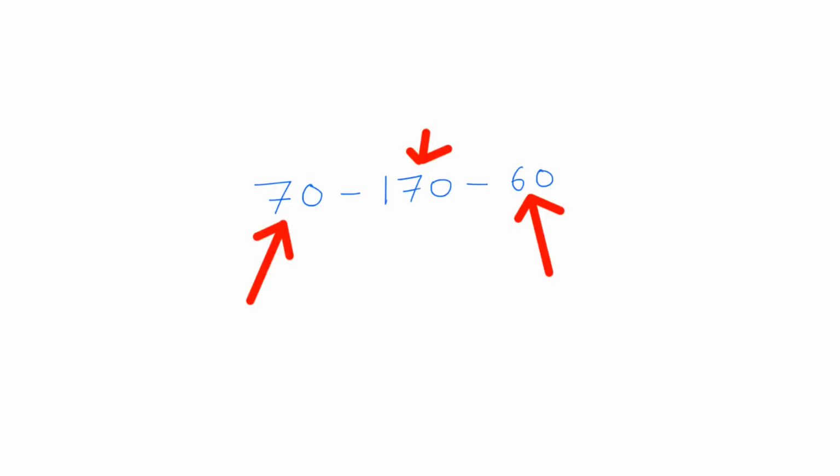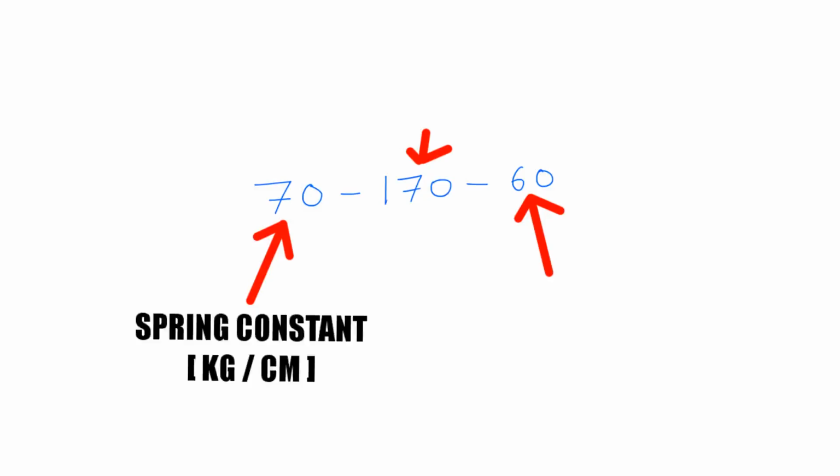Now, every spring comes with a specification. There are three numbers mentioned on them. For example, over here, we have 70, 170, and 60. Let us first talk about 70. 70 defines the spring constant, which is given in kilogram per centimeter. So here we can say that for 70 kilograms of force, there'll be a deformation of 1 centimeter.